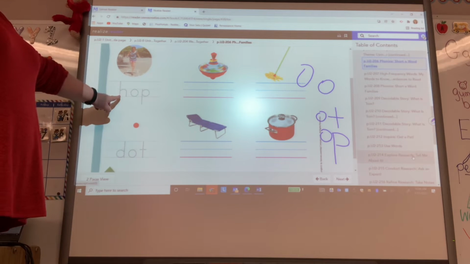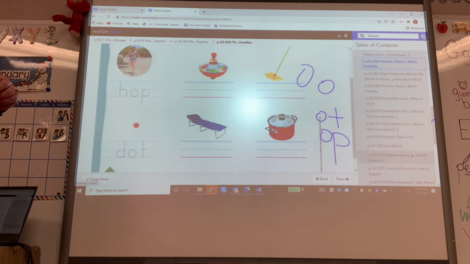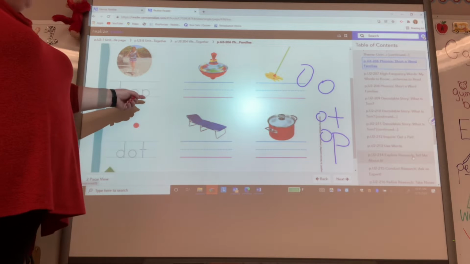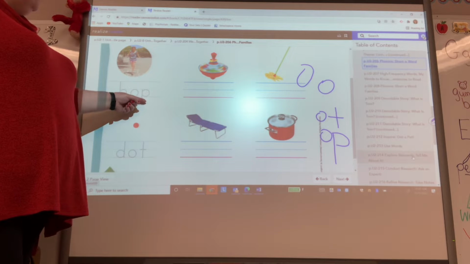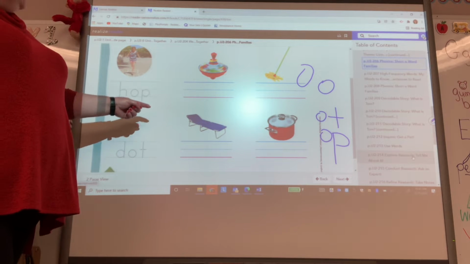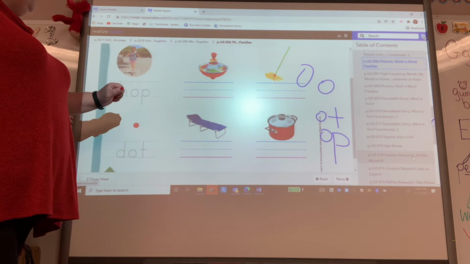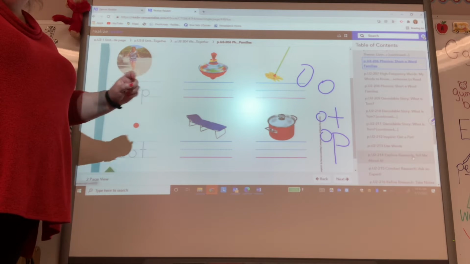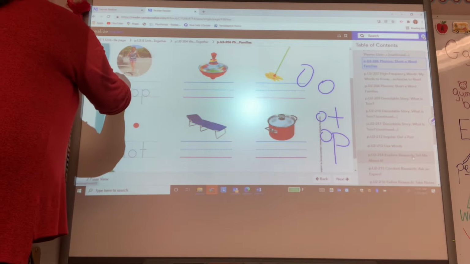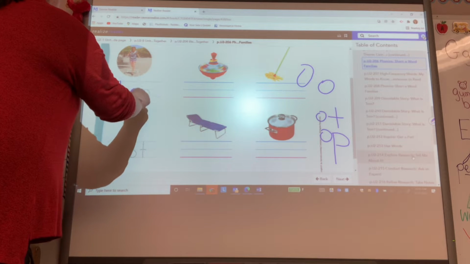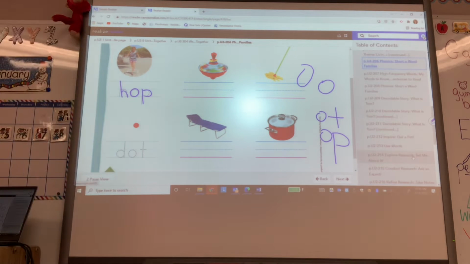What letter is this? That is the H, and we know that the H makes the h sound. And we already know that the OP sound together makes the op sound. So we're just going to put the H sound in front. Op. Hop. So go ahead and trace the word hop.